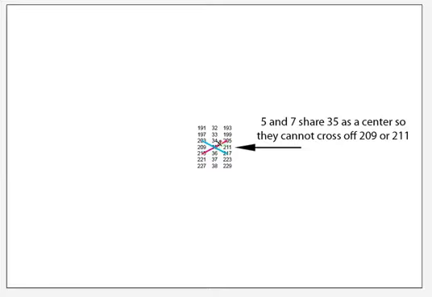And you can see right here they share it. These are multiples of 7. These are multiples of 5. And they both converge at 35. You guessed it, 5 times 7 is 35.